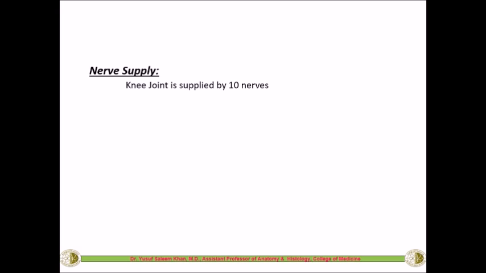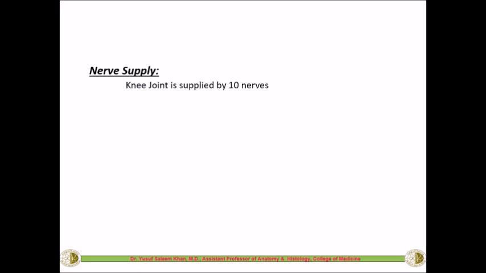Especially I had told you about the referred pain. Referred pain is that pain where actually there is a problem in the hip joint, and it is sensed as though it is from the knee joint, because the same nerves will be supplying the hip joint as well as the knee joint. So the brain cannot differentiate between pain from the hip joint and the knee joint, and it misinterprets it in the other joint. So this is called referred pain.